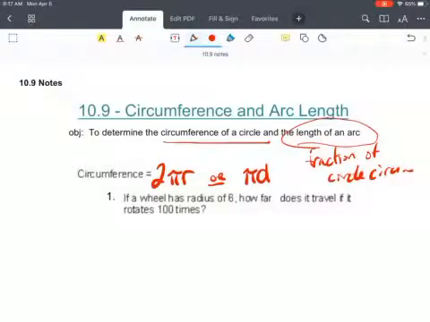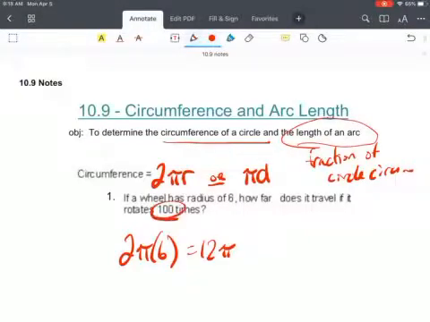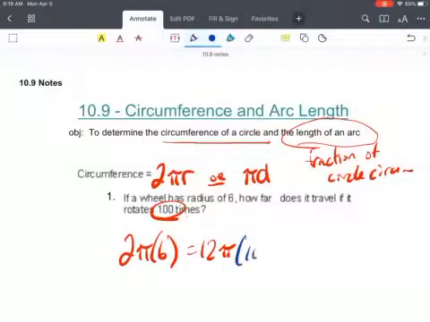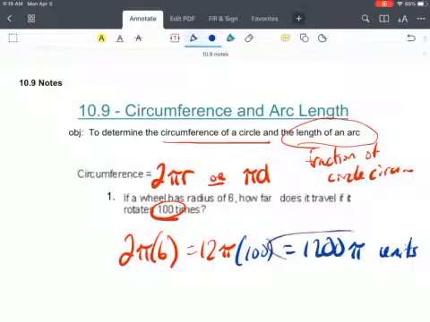So if a wheel has a radius of 6, how far does it travel if it rotates 100 times? One revolution around the wheel would be 2 pi times 6. And then if it goes around 100 times, we would multiply that by 100 and we would get 1200 pi in exact form, 1200 pi units.